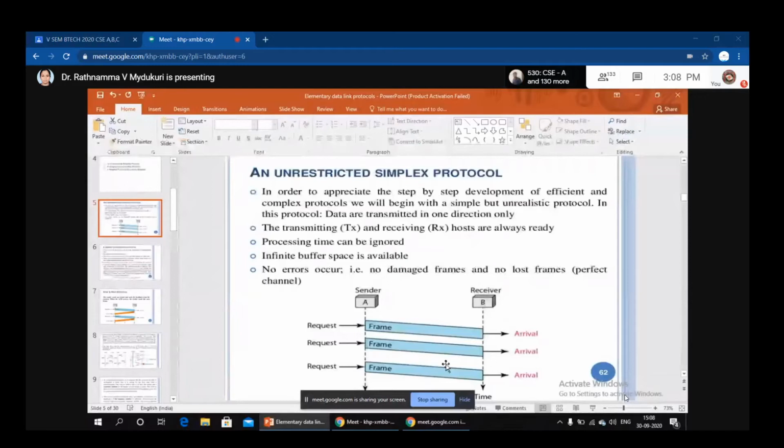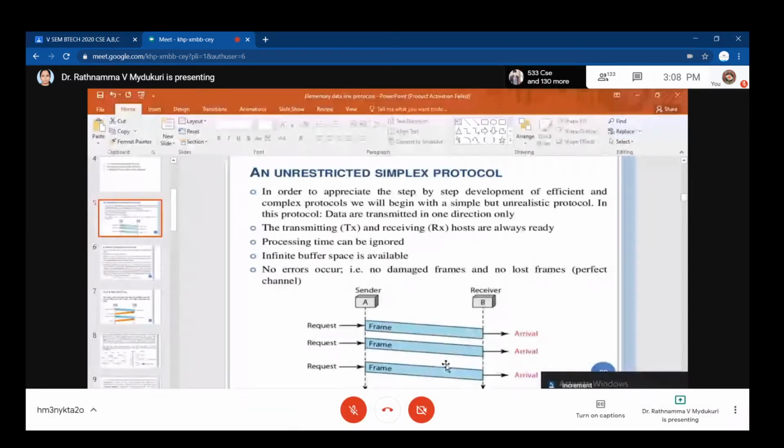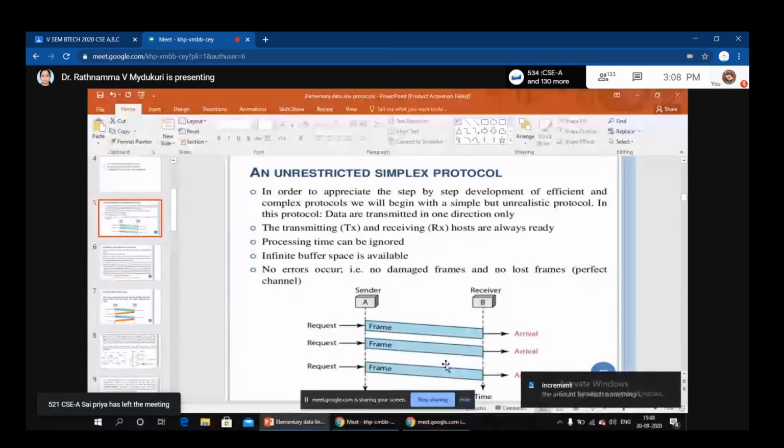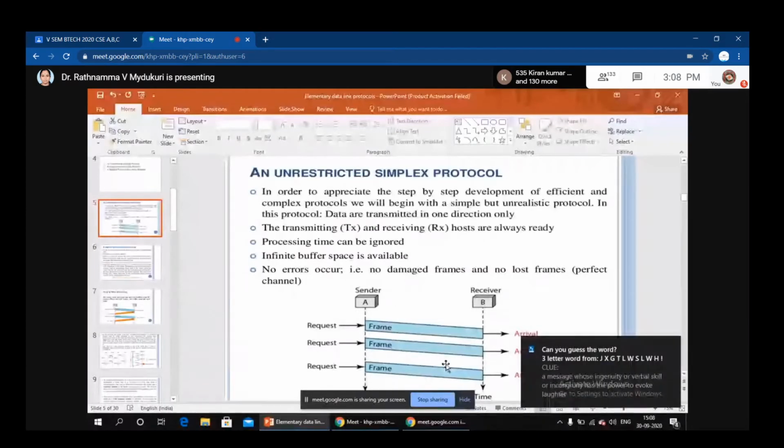Any reply or anything, because data transmission will move only in one direction. So that's why here there is no chance for errors, because there is no chance of getting some reply back from the users.